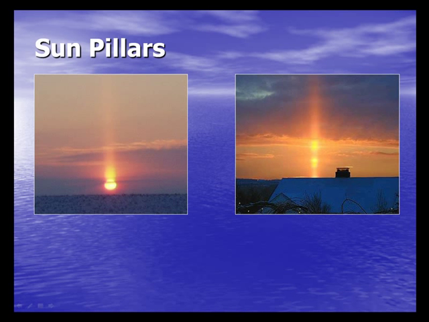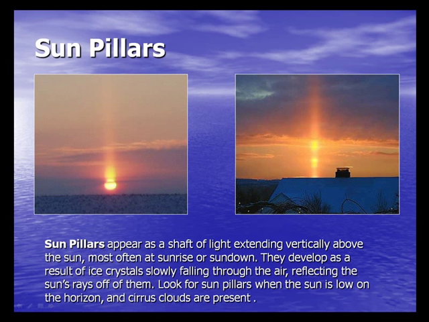In these images, you can see beams of light seemingly coming out of the top of the sun. These shafts are called sun pillars and develop as sunlight reflects off ice crystals slowly falling through the air. Sun pillars will be seen when the sun is low in the sky, at sunrise or sunset, and when cirrus clouds are present.